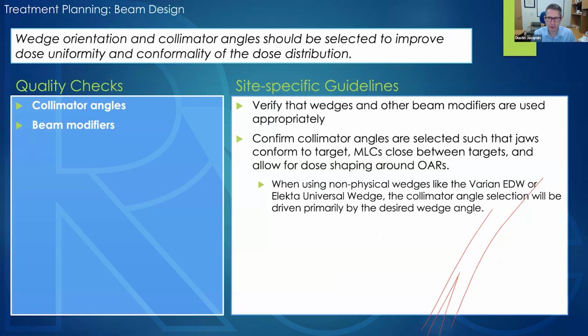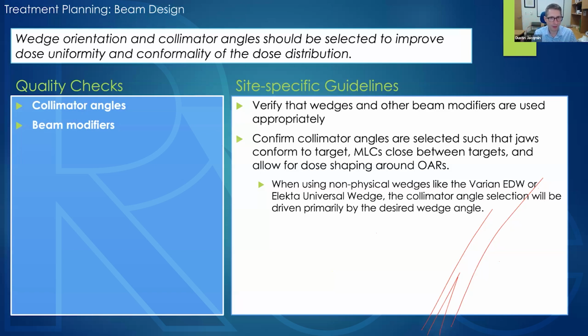One tricky thing is that if you're using a linear accelerator that has the wedge either built in or creates virtual wedges, like the Varian EDW, the wedge orientation is fixed relative to the collimator. And of course, the MLCs are fixed relative to the collimator too. And so the relationship between collimator angle and wedge angle are kind of mixed together a little bit.